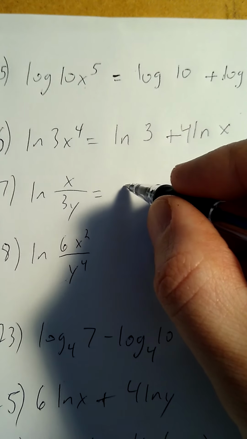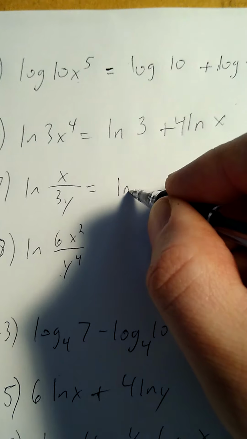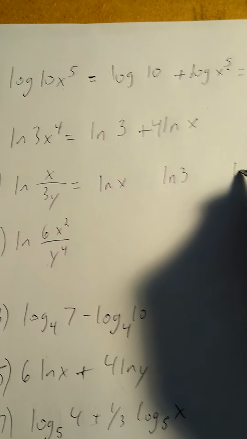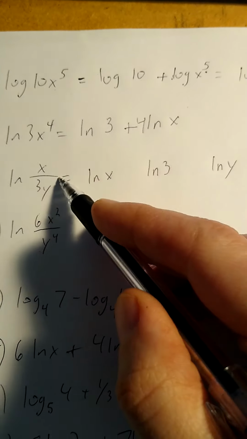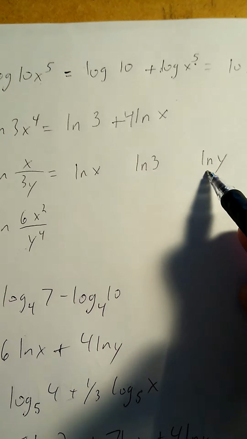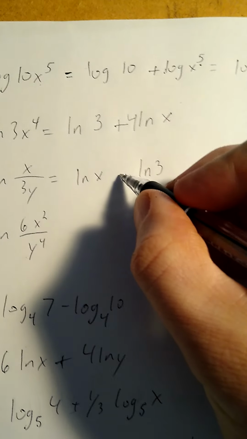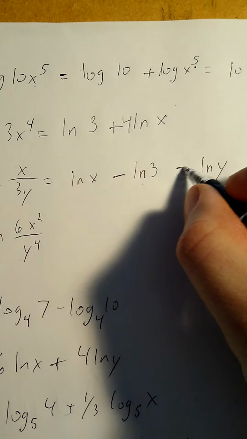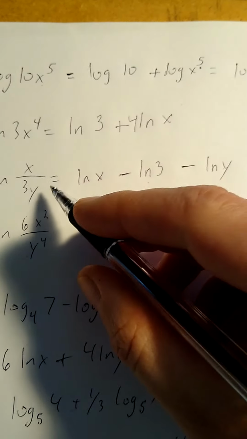In 17, we have division and multiplication. Each element gets a logarithm. So that means x, 3, and y all get a logarithm. We are subtracting both of these because both the 3 and the y are being divided.